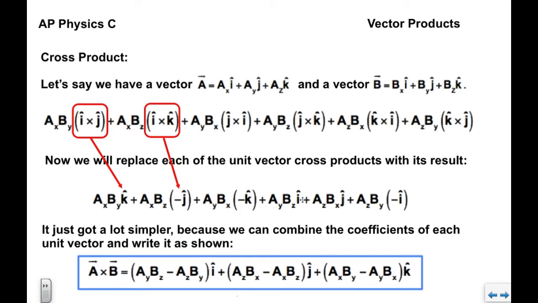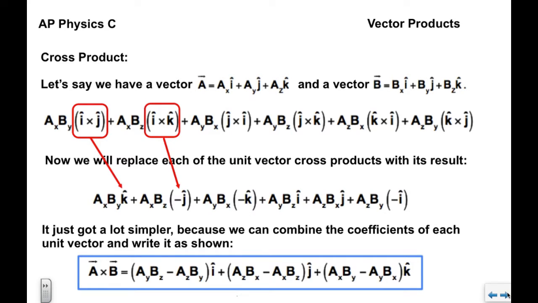So there's an I term here, and there's an I term here. And what we have is AYBZ minus AZBY, and then that's my X component. We combine the J terms. There's a positive J term here, AZBX, and then a negative J term here, AXBZ, times the unit vector J hat. And then the K terms, we have a positive K term here, AXBY, negative K term here, AYBX, times K hat.